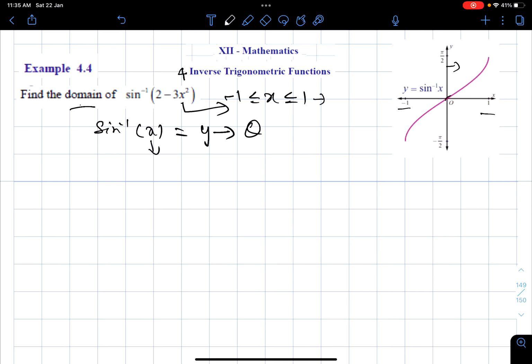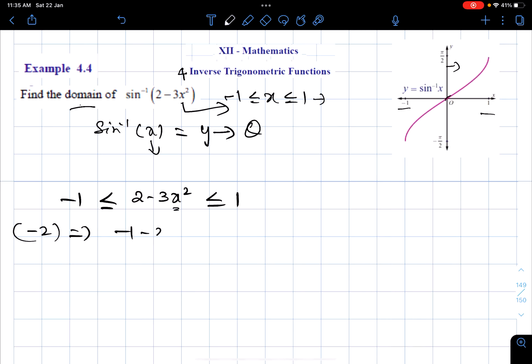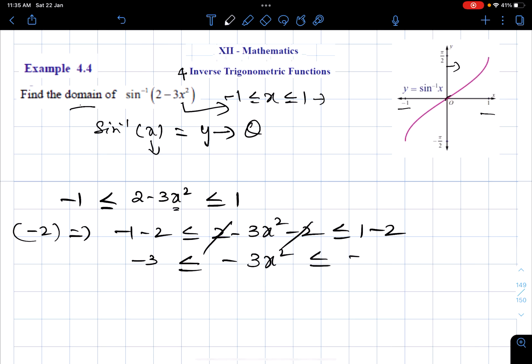What is the x actually given for us? Minus 1 less than or equal to 2 minus 3x square less than or equal to 1. So this only you are going to solve. We want only x, so this 2 you have to eliminate. Here it is plus 2, so adding minus 2 throughout: minus 1 minus 2 less than or equal to 2 minus 3x square minus 2 less than or equal to 1 minus 2. This 2 and this 2 get cancelled. Here it becomes minus 3 less than or equal to minus 3x square less than or equal to minus 1.